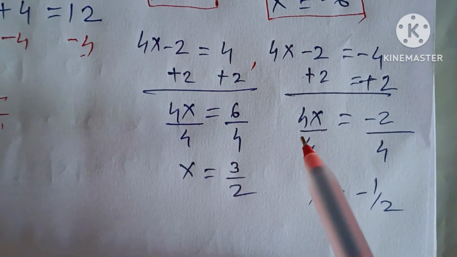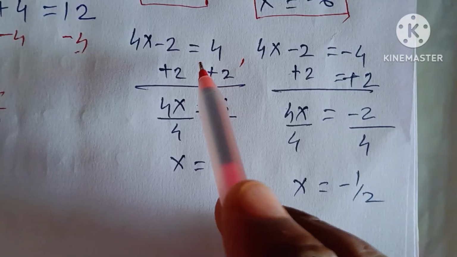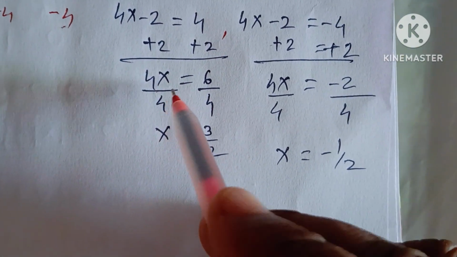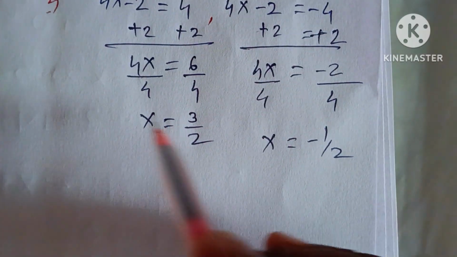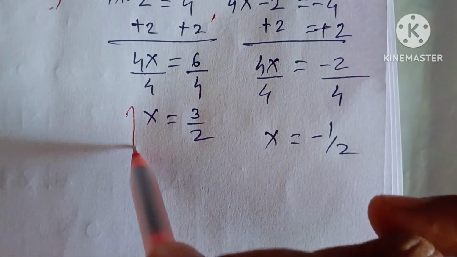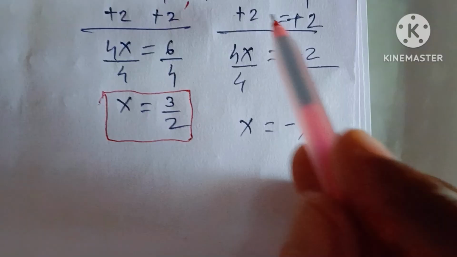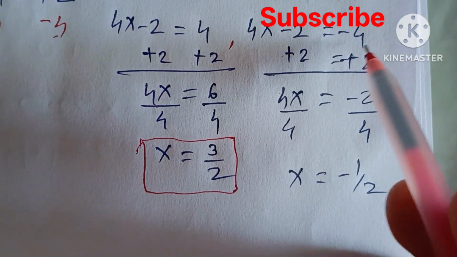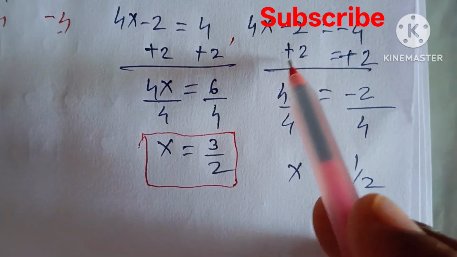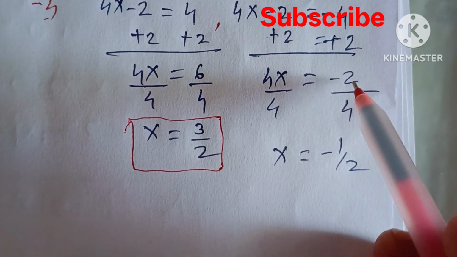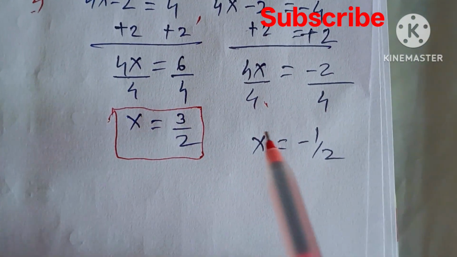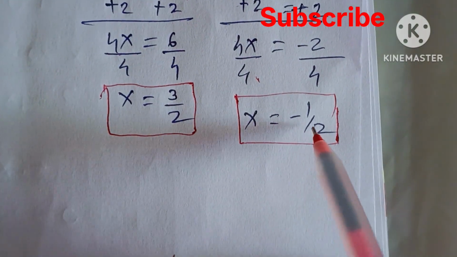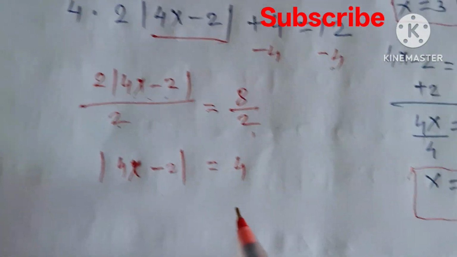Here 4x minus 2 is equal to 4. Add 2 to both sides, we get 4x is equal to 6. Now divide both sides by 4, so we get x is equal to 3 by 2. And here we get 4x minus 2 is equal to -4. Add 2 to both sides, so we get 4x is equal to -2. Now divide both sides by 4, so we get x is equal to -1 by 2.